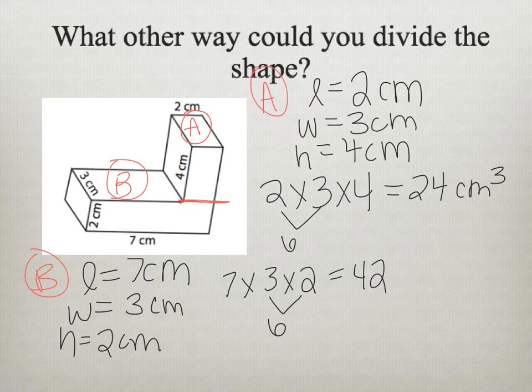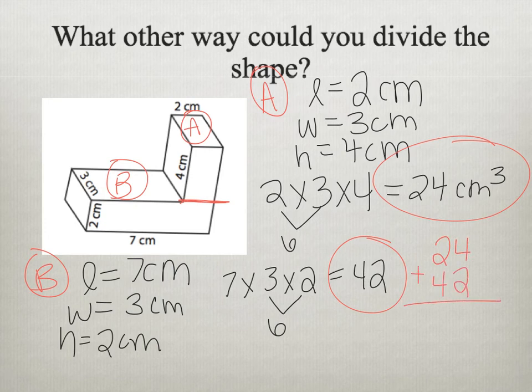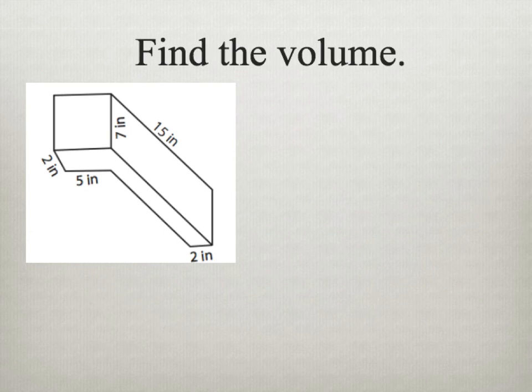So now what we're going to do is add our 24 and our 42, add our two volumes together. 24 plus 42 is 66, and surprise, surprise, we get the same volume, 66 centimeters cubed, as last time. So it really doesn't matter what way you cut the shape, as long as you cut it into 2 equal shapes and you solve to find your missing units before you try to solve length times width times height.